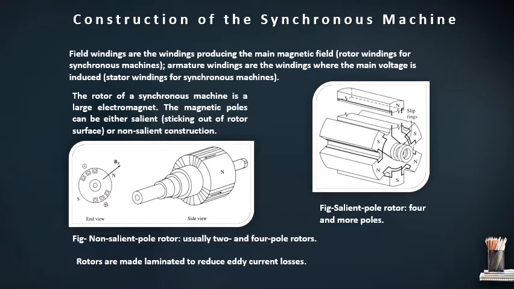In this figure, you can see the diagram of a non-salient pole rotor, usually a 2 or 4 pole rotor. Rotors are made laminated to reduce the eddy current losses. In the second figure, you can see the salient pole type construction. Salient means projected rotor poles. You can see the poles of the rotor are projected, so it is called the salient pole construction. Non-salient pole construction is also called a round rotor or cylindrical rotor construction.